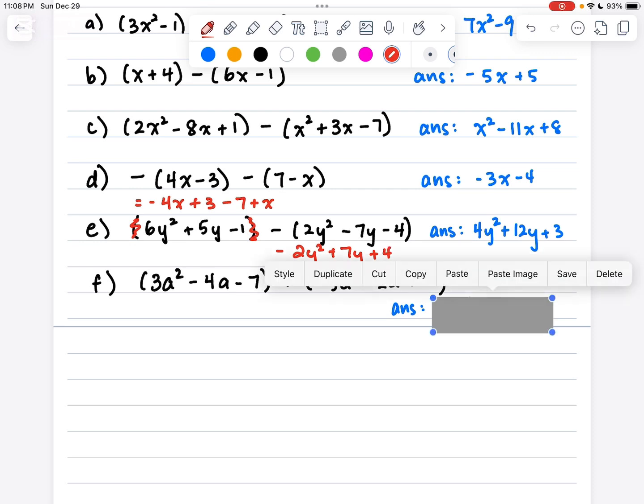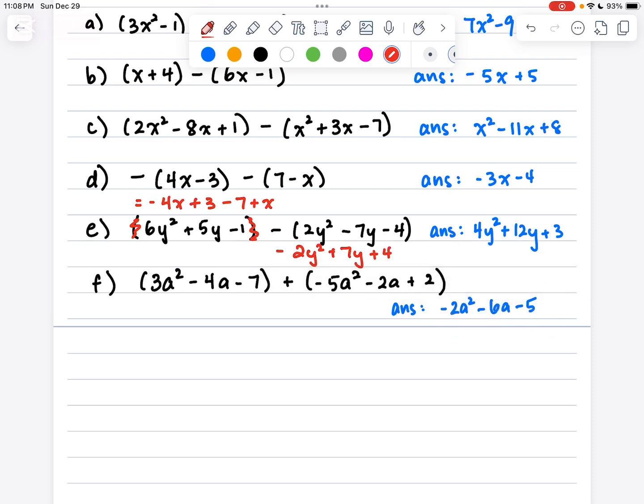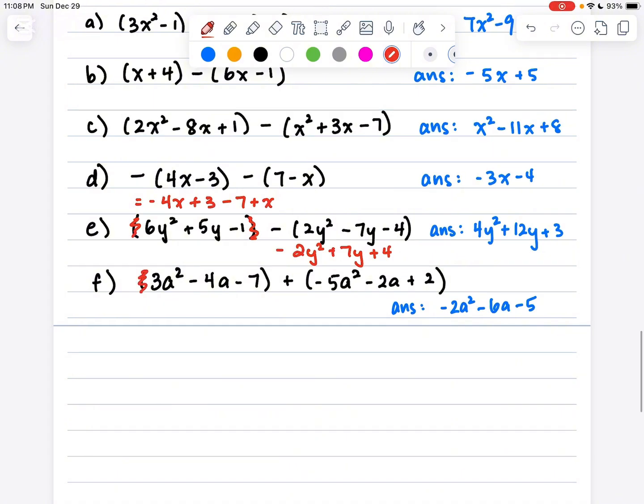And finally for F, this is your answer. So again, with this one, don't need this. And because that's a plus, I actually don't need these either. So the next step here would have looked like this, where I just copy all of this out, signs and all. And then from there, I would group my like terms and simplify.